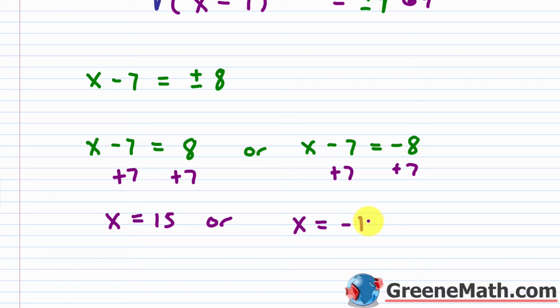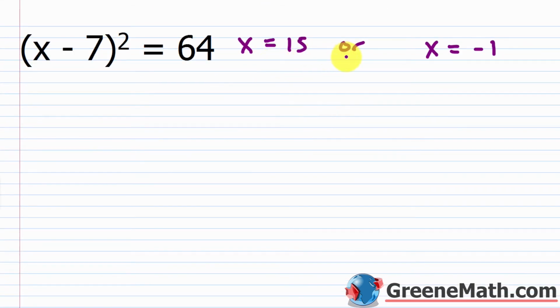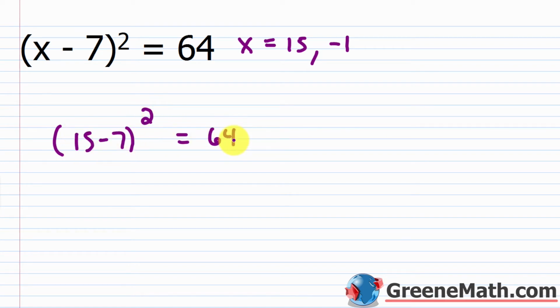So let's erase everything. We're going to go back up, and I'm going to check these two solutions, and we're going to think about why they work. So again, we get that x equals 15 or x equals -1, and we can write that in a more compact manner by just saying x equals 15 comma -1 like that. Let's think about why these solutions work. If I started out with 15, then I would have 15 minus 7 inside of parentheses being squared, and this equals 64. Essentially what I'm saying is 15 minus 7 is 8.